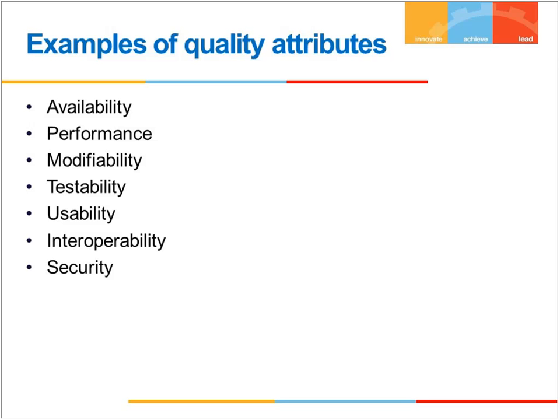So the first one given here is availability. That is how much downtime can we afford for the system. Some systems want to be up and running 99% of the time. So its availability is 99%, or some systems have to be even more available, 99.99, or even several decimal points after 99. So it depends on the criticality of the system.